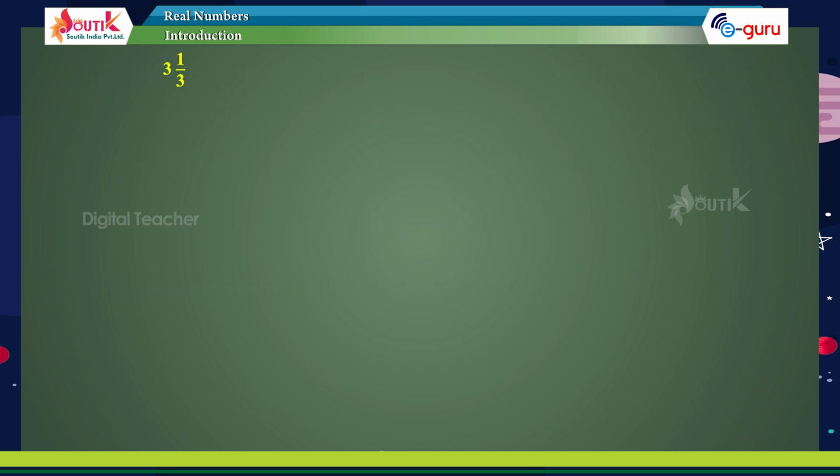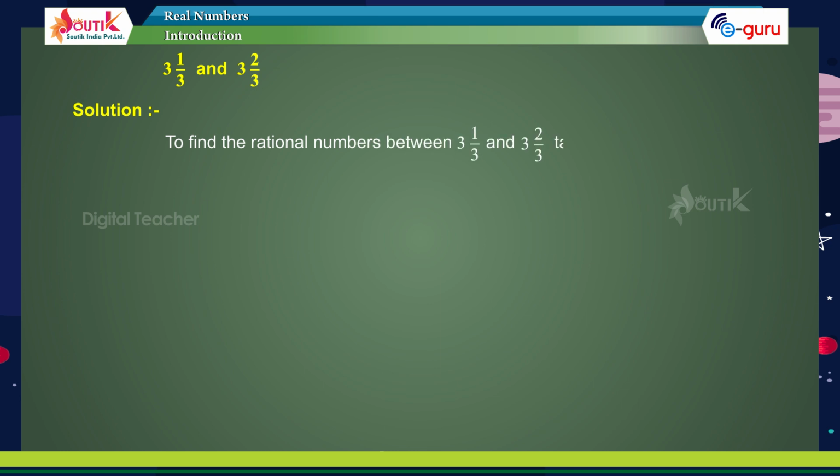Find rational numbers between 3 1 by 3 and 3 2 by 3. Solution. To find the rational numbers between 3 1 by 3 and 3 2 by 3, take the average of both the numbers, which equals the sum of the numbers divided by 2.